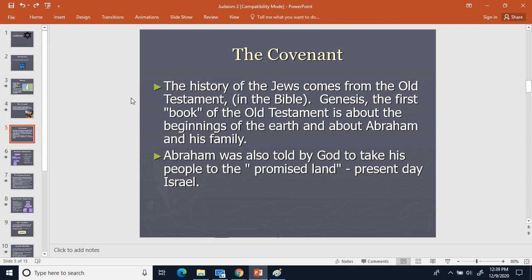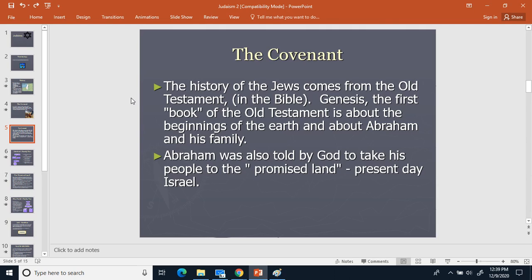So where does the Jewish faith get this information from? Like, why do they believe this? Well, this is in the book of Genesis. If you've ever read the Bible, it has 2 parts. It has the Old Testament and the New Testament. The Old Testament is the Torah. Okay, so that's the Jewish holy or sacred text.